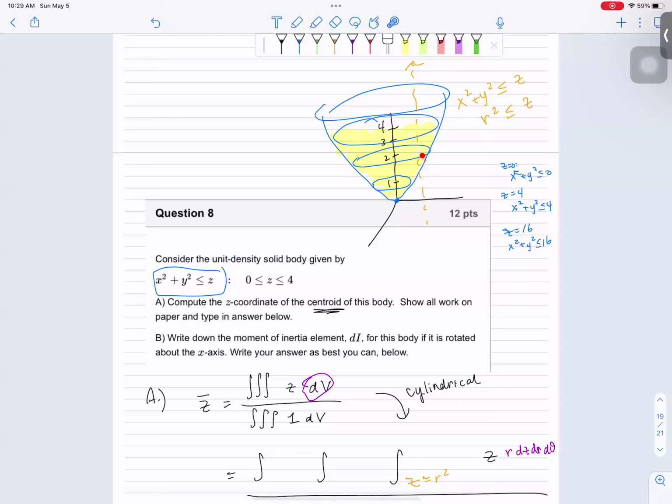And then what is the upper bound for z? Where do I exit? Well, I exit out z equals 4. That's my upper bound.